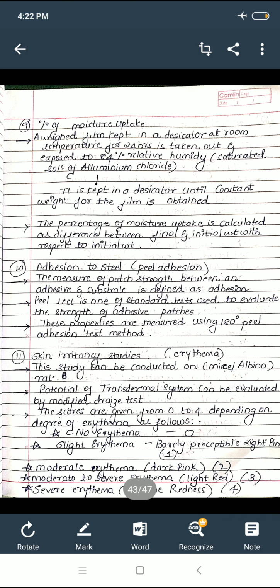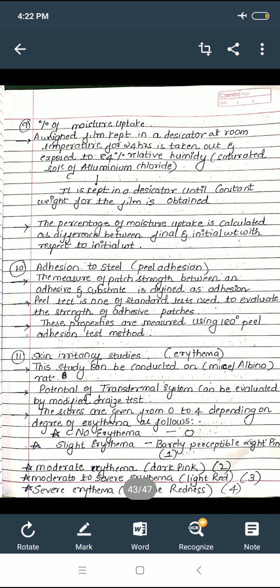Next evaluation parameter is adhesion to steel, that is peel adhesion test. The measure of strength between an adhesive and the substrate is defined as adhesion. Peel test is one of the standard tests used to evaluate the strength of adhesive patches. These properties are measured using the 180-degree peel adhesion test method.